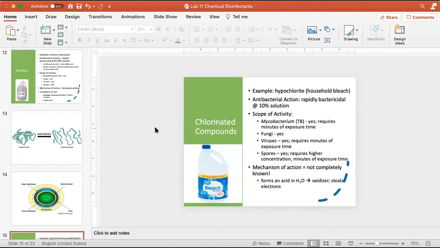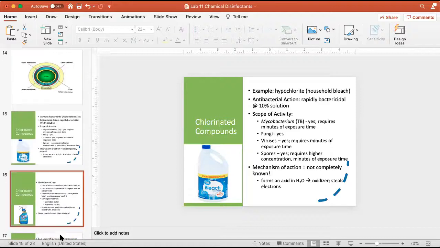Now remember though, when we say something has been oxidized, that's different from calling something an oxidizer. An oxidizer is a chemical that goes around and steals electrons from other molecules. So the acid that's made when you put bleach into water is going to destroy molecules by stealing electrons from them. And that may, in fact, be the only mechanism at play here. But we're not 100% sure, believe it or not.